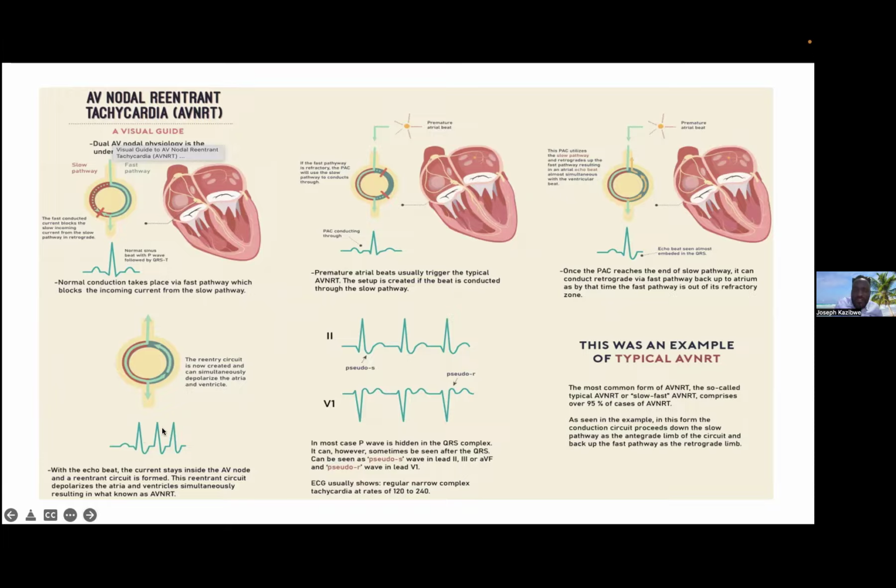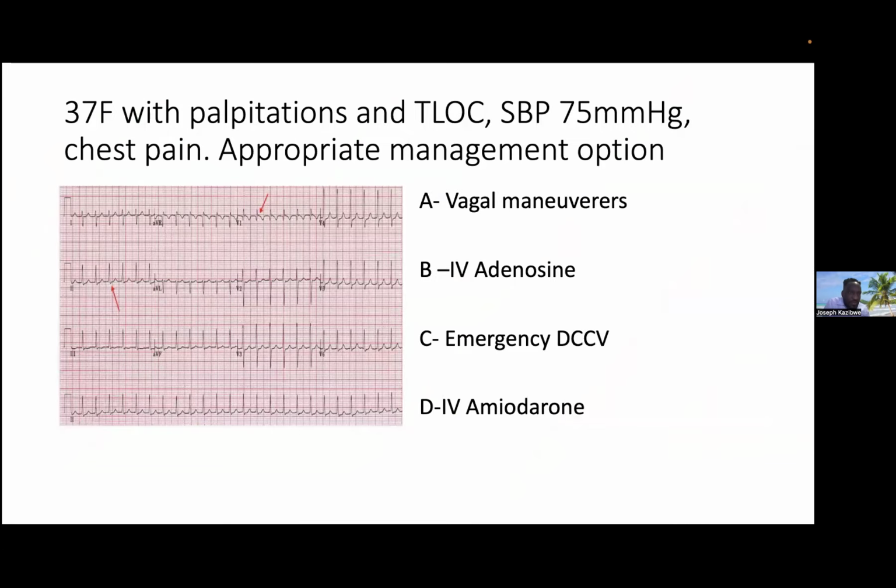Remember, we talked about how it was set off by a PAC. And if you look closely, we have lead 2, which looks inferiorly, and we have the right precordial leads. Because of the simultaneous or almost simultaneous activation, we have activation going upwards from the atria. So we have a pseudo S wave in the inferior leads, and we commonly have a pseudo R wave in V1. So those are things to remember. We will have a look more at them. So if we use some examples.